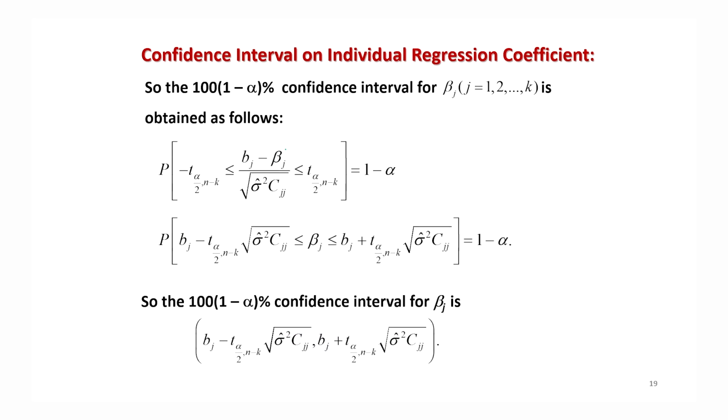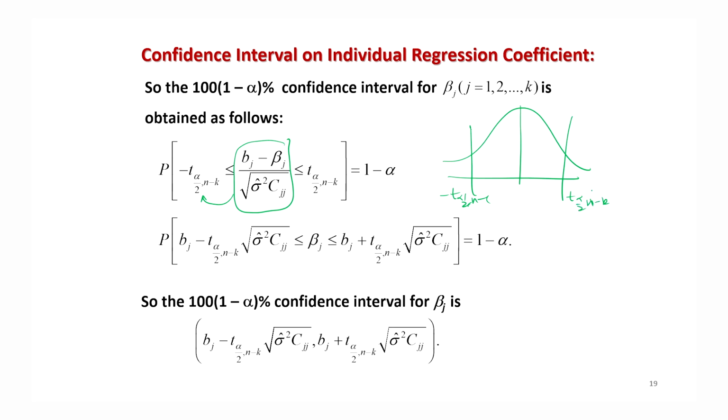So now if you see here, this statistic which is following a t distribution is lying between the left hand side and right hand side of the t distribution, like t alpha by 2, n minus k, right. And the probability of such an event is 1 minus alpha. If you simply try to solve it, you will get here that beta j is lying between this limit and this limit, and so the 100(1 minus alpha) percent confidence interval for beta j is bj minus t alpha by 2, n minus k, standard error of bj, and bj plus t alpha by 2, n minus k, into standard error of bj, right.